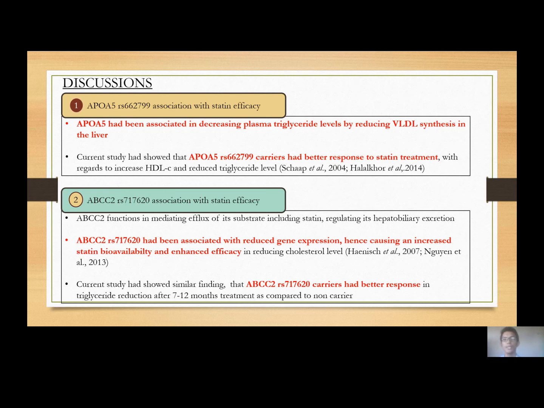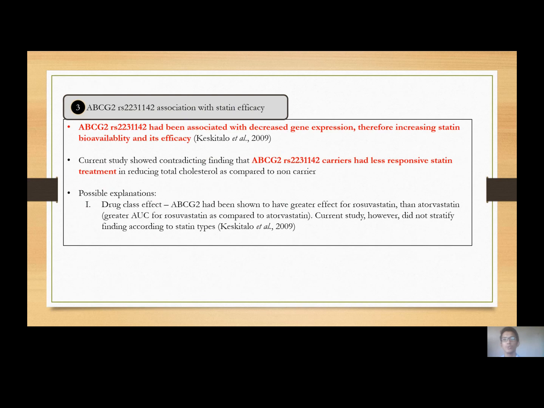And finally, ABCG2 RS2231142 also had been associated with gene expression. However, our current study had shown contradicting findings, and we come up with one possible explanation that is due to drug class effect, in which based on previous study, ABCG2 had been shown to have preferences for certain statins. However, our study did not specify findings according to statin types, which therefore might give different findings as compared to previous study.